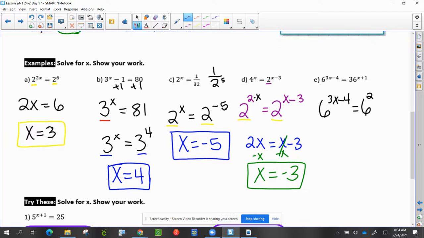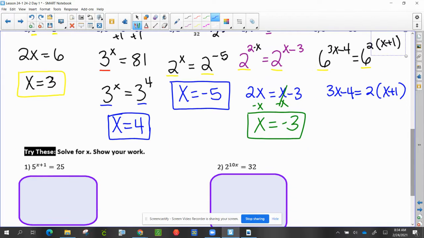Now, like I said before, take your new exponent and multiply it by what was there first. So I'm going to take this new 2 and multiply it by the x plus 1 that was already there. Okay, now we have it set up. We have the same base. So if our bases are the same, I can equal my exponents. So 3x minus 4, set that equal to 2 times x plus 1. And now we just solve this linear equation. So I'm going to go ahead and distribute that. So 3x minus 4. 2 times x plus 1 is 2x plus 2.